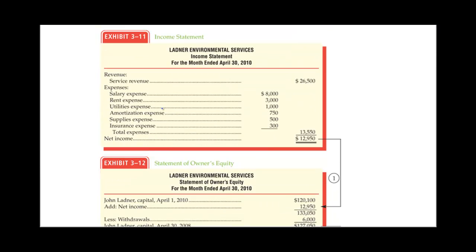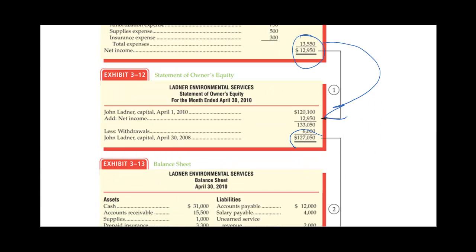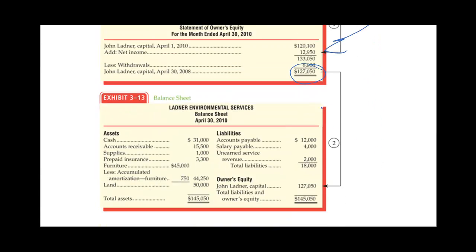So, a quick review of the financial statements. Again, net income from the income statement goes into the statement of owner's equity. The ending statement of owner's equity, the ending capital balance of which goes into the owner's equity section of the balance sheet.